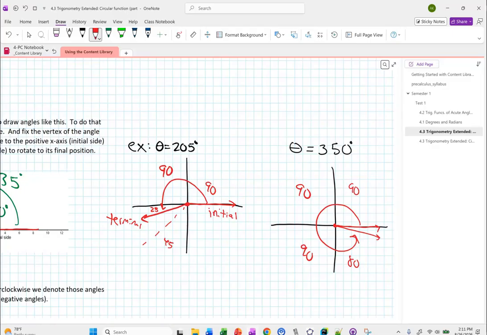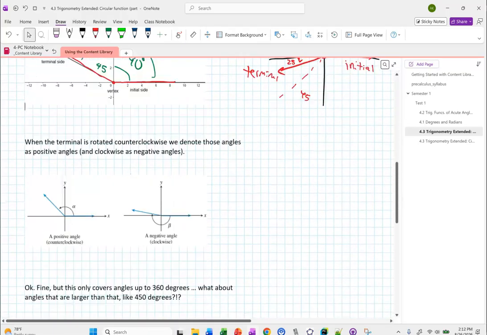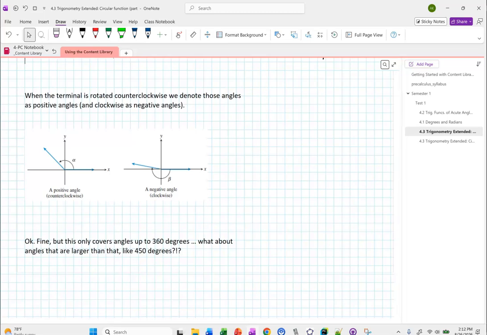So this allows us to draw angles 0 to 360, right? Okay. What about negative? What if for a negative angle we just turn the other direction? Instead of going counterclockwise, we'll go clockwise. Positive angles counterclockwise, negative angles clockwise. So now we can do negative 360 to positive 360. Cool, we're really building this out.